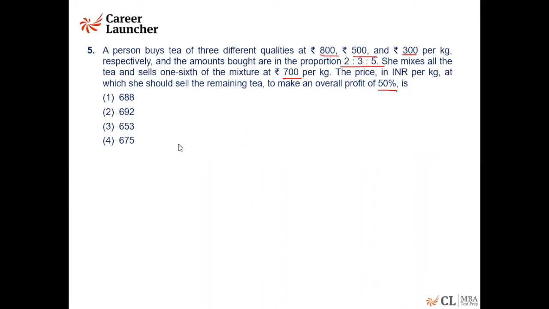So let's say she buys 2, 3, and 5 kgs. So if she buys 2, 3, and 5 kgs, it's going to cost 1600 plus 1500 plus 1500 for 10 kgs. So the average price is equal to 460 rupees per kg. Okay. Now she mixes all the tea, sells 1/6 of this, right?